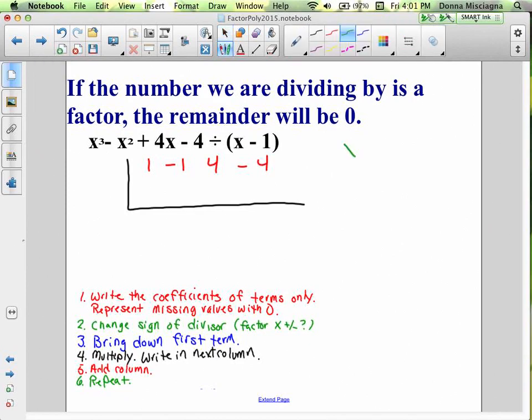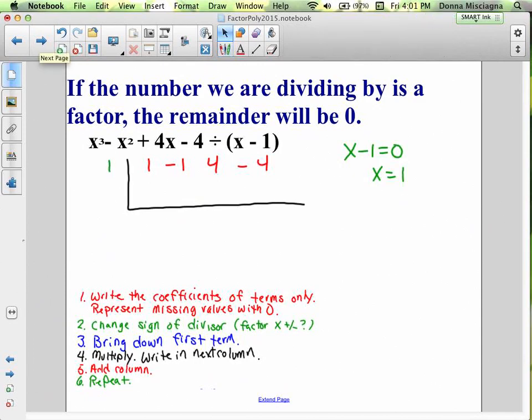And then if we have x minus 1 equal to 0, x is 1, so that's going to be my divisor. And then I bring down the first term. So I bring down the 1, the first term in the sequence there, and that starts the process. So now I need to multiply. 1 times 1, I'm always multiplying it by that number, our divisor. 1 times 1 is 1. I write it in the next column. I add the columns. So negative 1 plus 1 is 0.